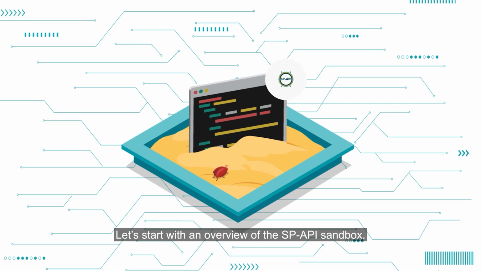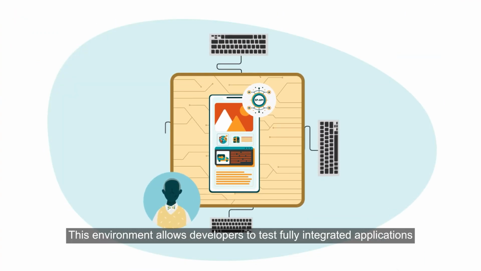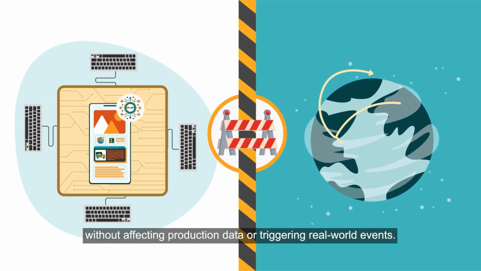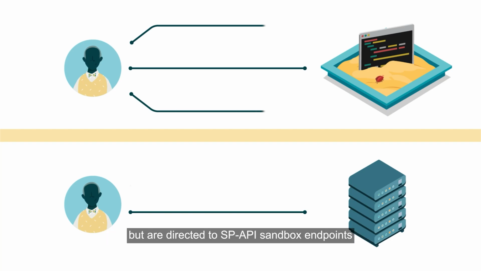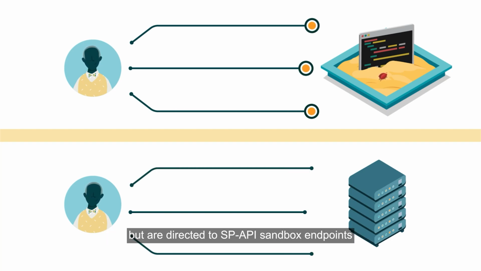Let's start with an overview of the SP API Sandbox. This environment allows developers to test fully integrated applications without affecting production data or triggering real-world events. Calls made to the sandbox are identical to production calls, but are directed to SP API sandbox endpoints instead of the production endpoints used for real-life calls.